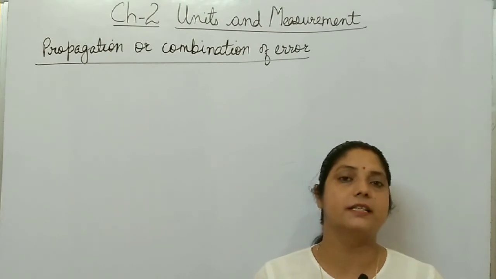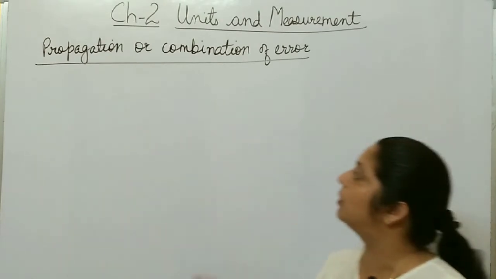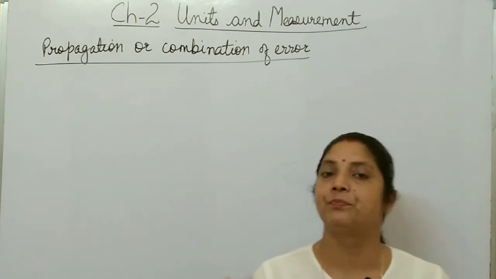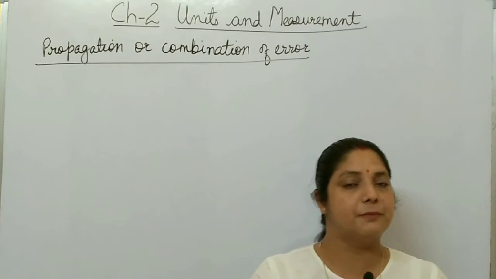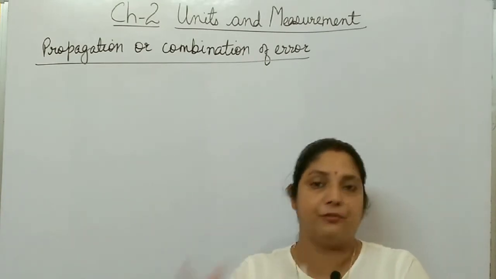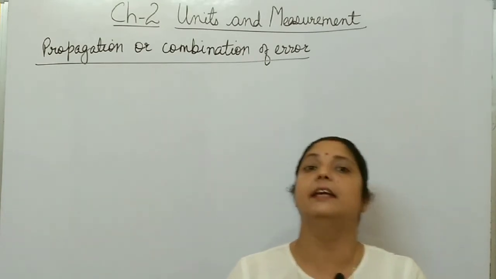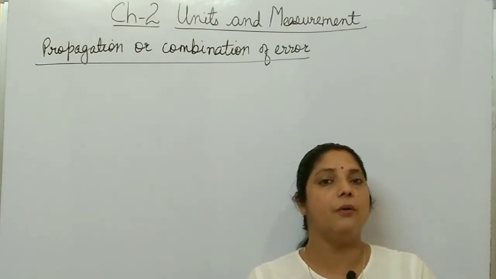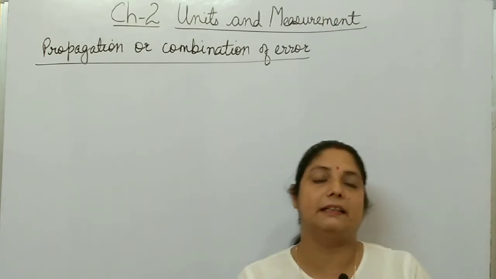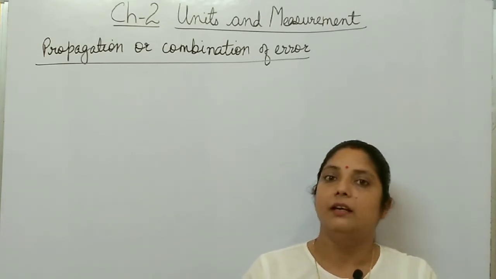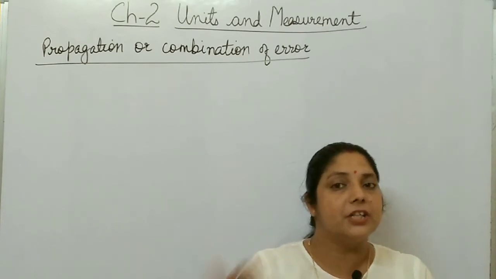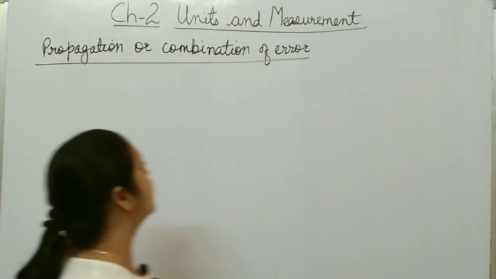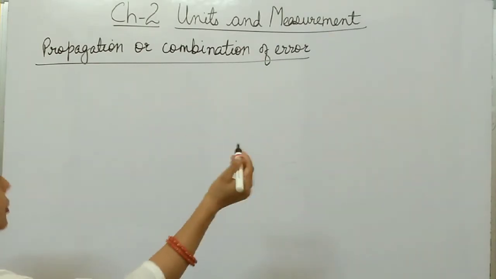Today I am going to discuss one last important topic of this chapter, that is propagation or combination of error. The result of an experiment is measured by performing different mathematical operations, like addition, subtraction, multiplication, division. So how do errors propagate in these mathematical operations? Today I will discuss propagation of error in these operations. So let us start today's topic, propagation or combination of error.